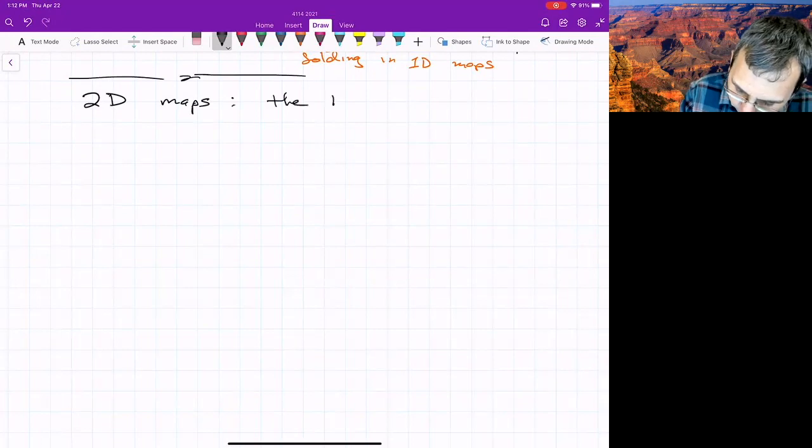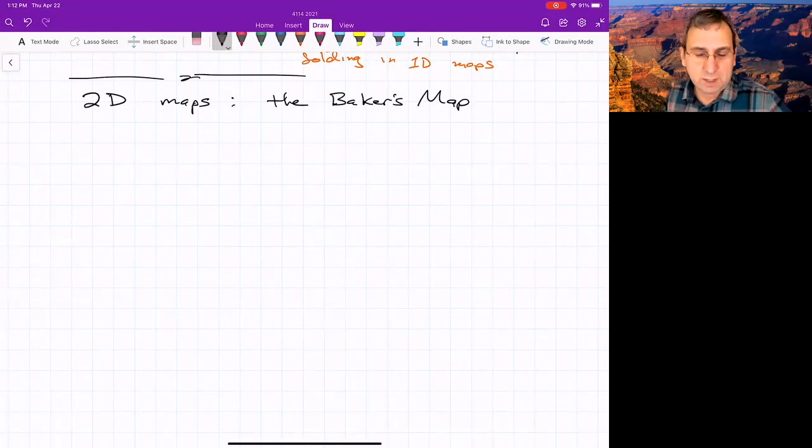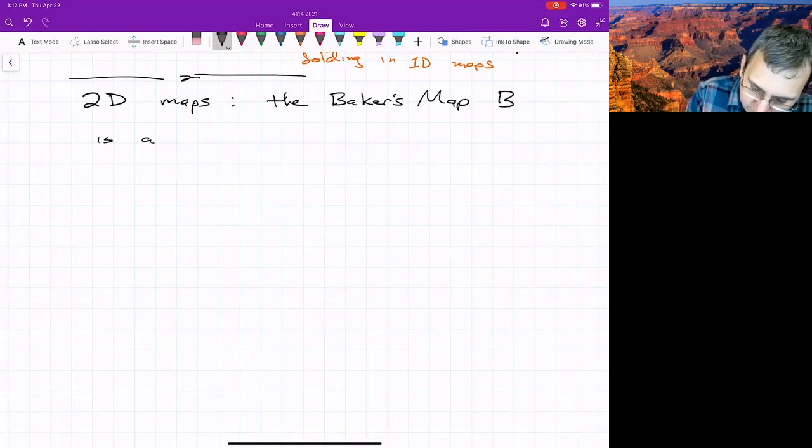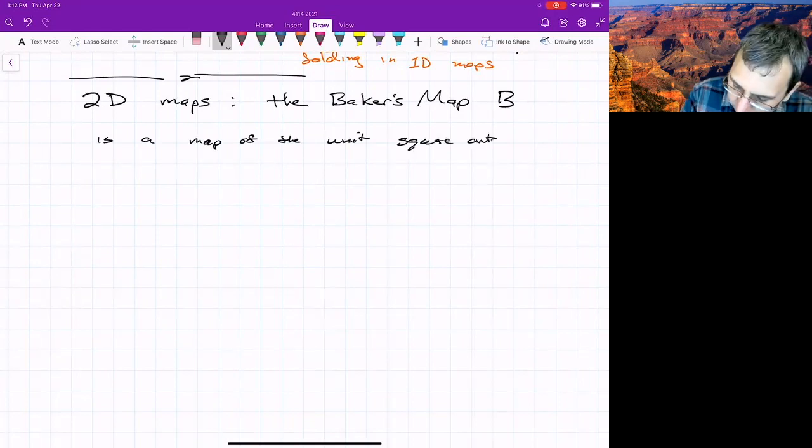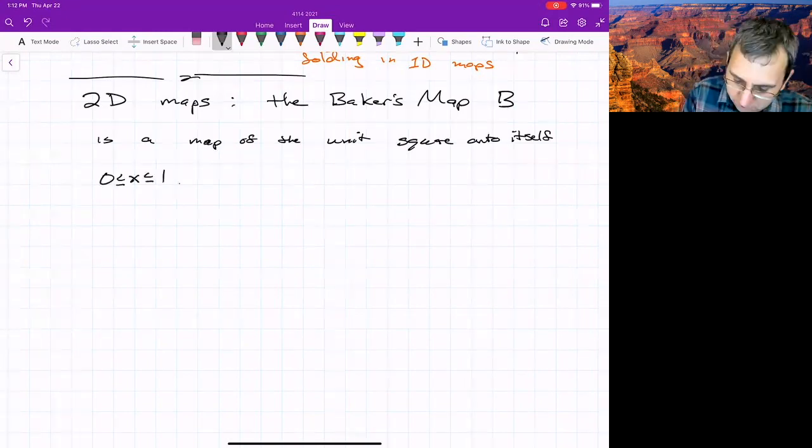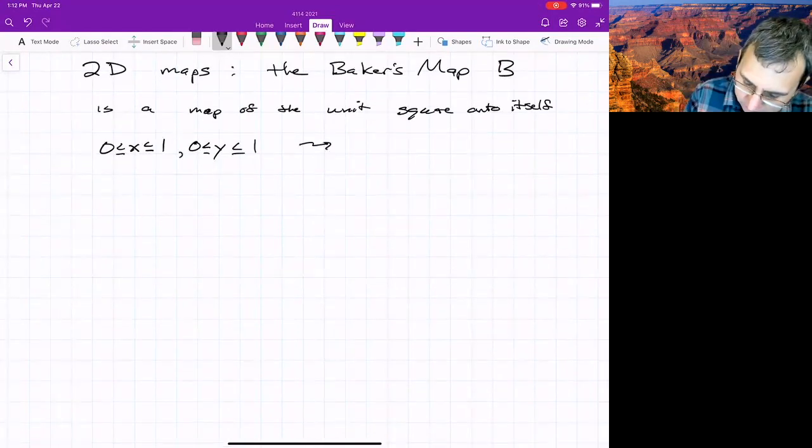2D maps, and we'll look at the baker's map. It's called that because it's a lot like that pastry map. So technically, the baker's map B is a map of the unit square onto itself. By unit square, I mean x goes between 0 and 1, and y also goes between 0 and 1. So we'll call this the square S.